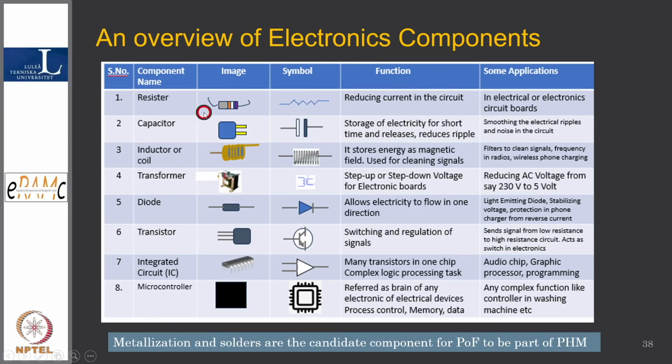It is a component in itself, and how it can be embedded onto the system is a different ball game altogether. But think about it, if I have to create a resistor on a microchip, how will we do it? Reducing current in the circuit is one function, and it is used in electrical and electronic circuit boards. The first component we probably all know is a resistor, and it is simple, one wire having some resistance, and it reduces the current.